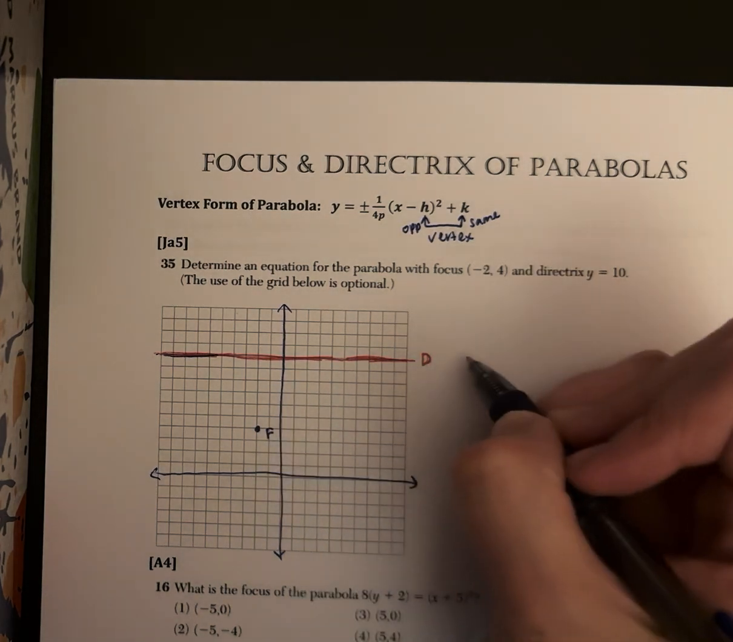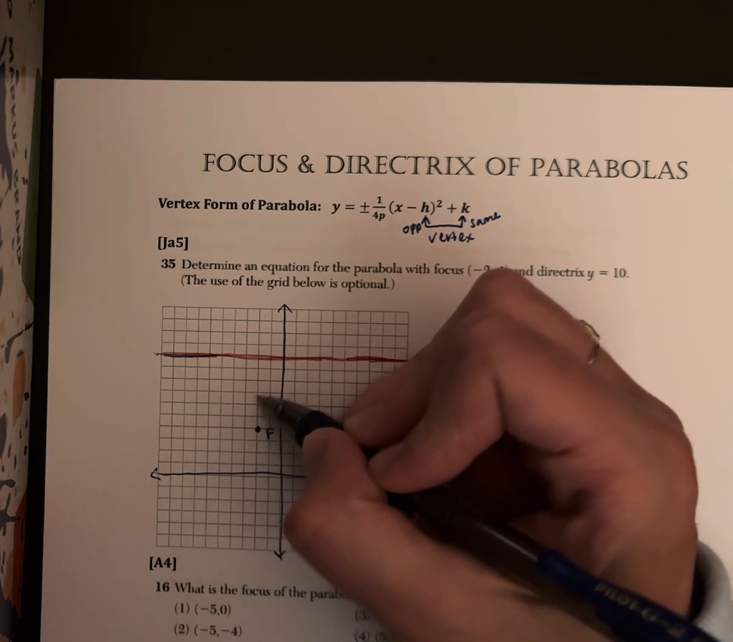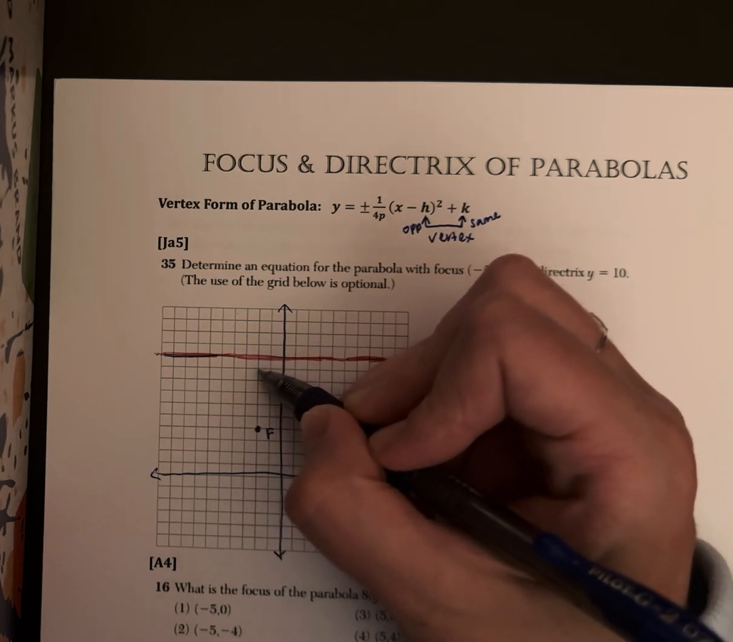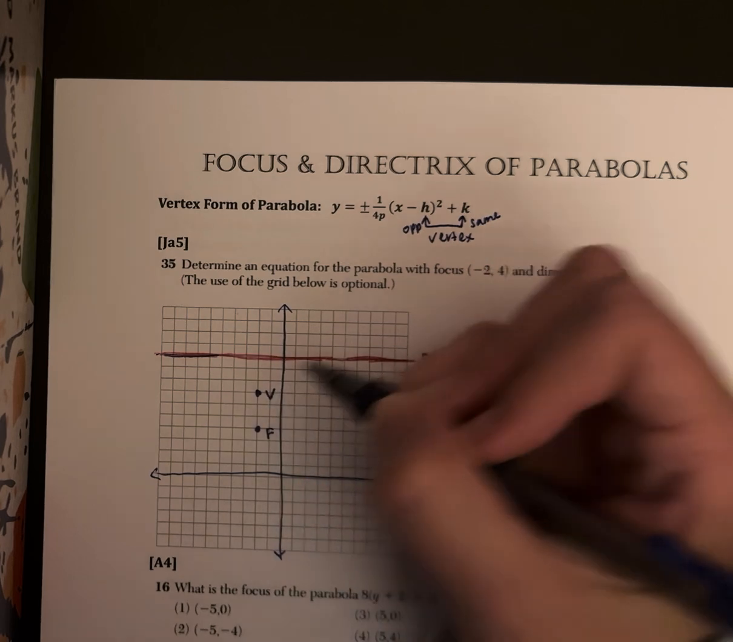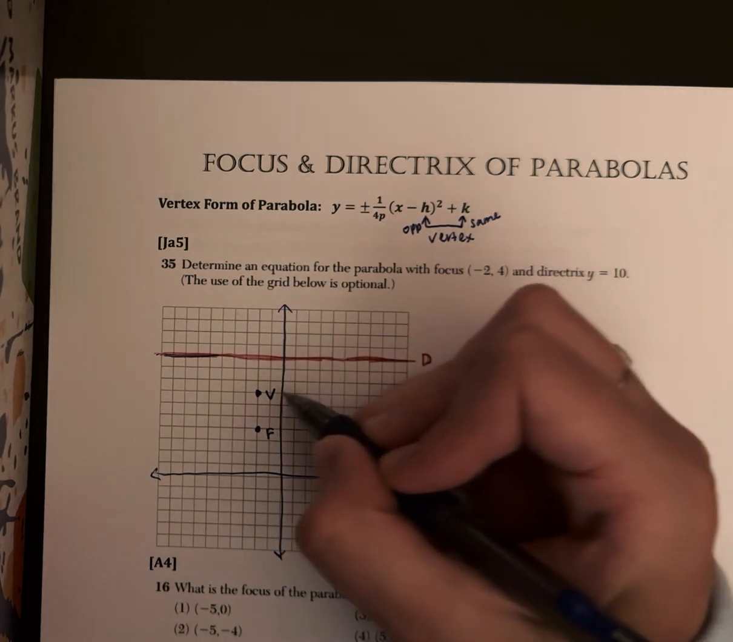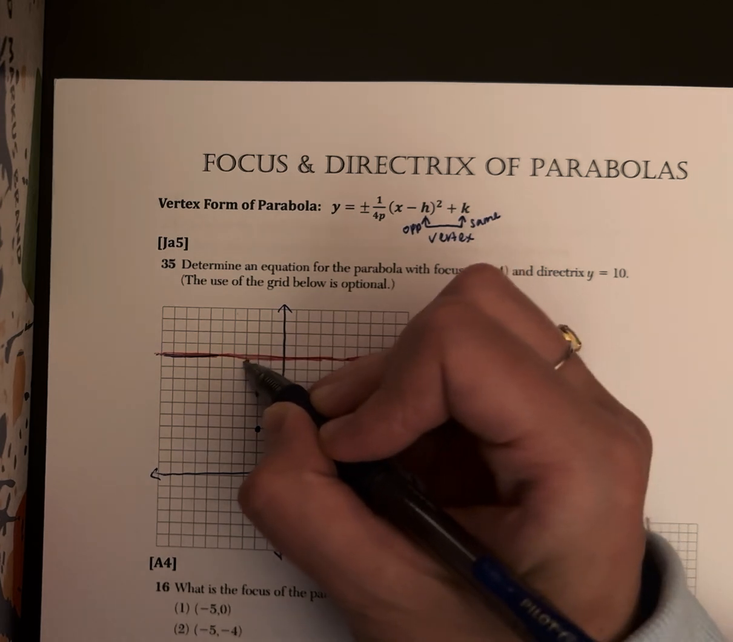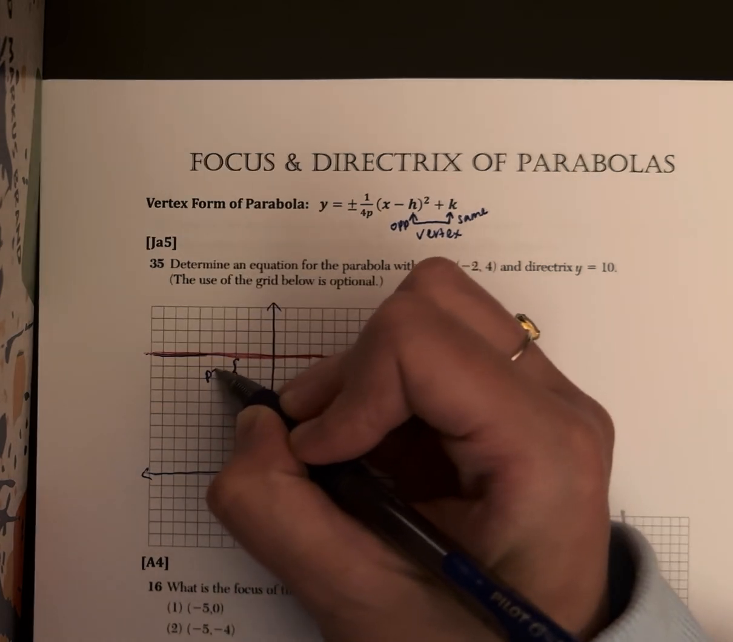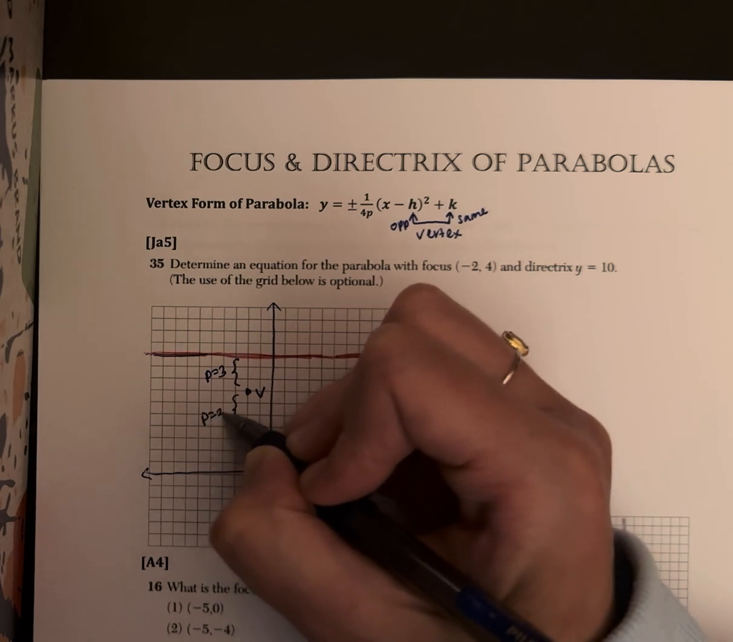So focus, directrix. The vertex is between the two. So you're just going to count 1, 2, 3, 4, 5, 6. So 1, 2, 3. And you found the vertex. In doing that, you also found P. P is the 3 that we just counted. Either way, P is 3.